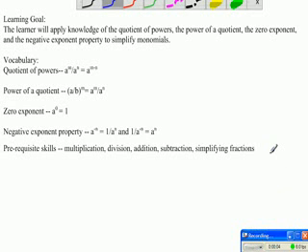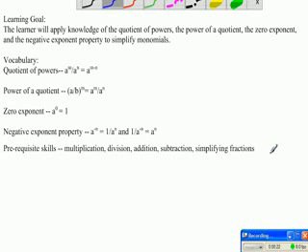This video is for Algebra, Section 8.2, Dividing Monomials. Okay, today our learning goal: the learner will apply knowledge of the quotient of powers, the power of a quotient, the zero exponent, and the negative exponent property to simplify monomials.